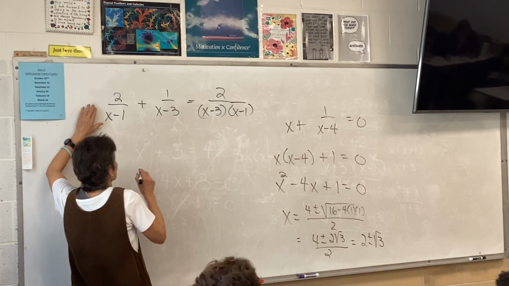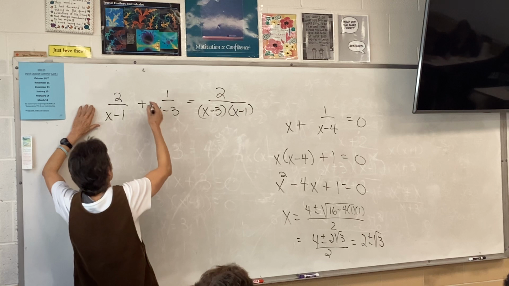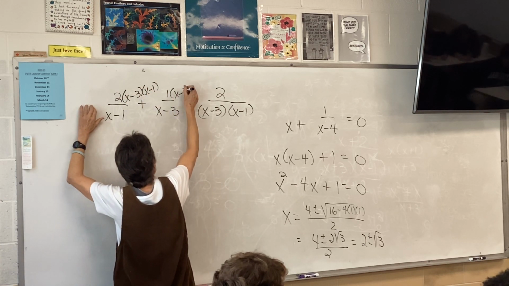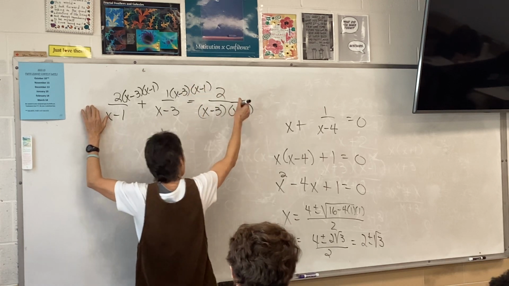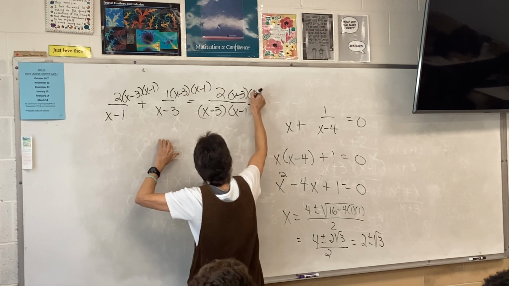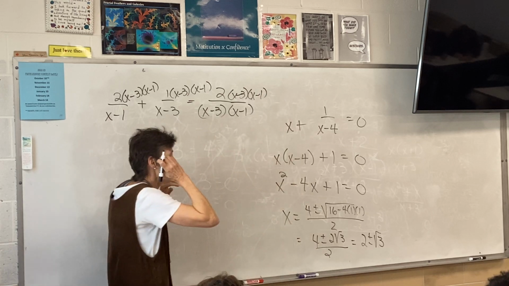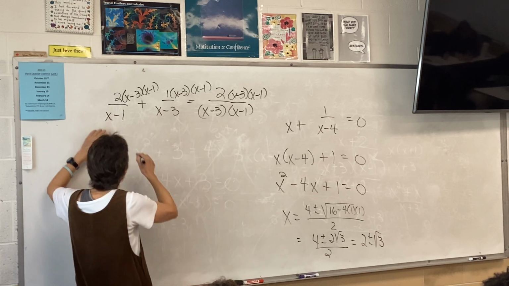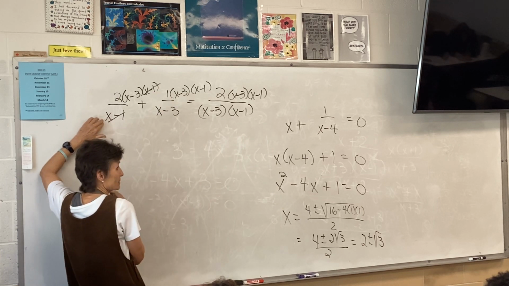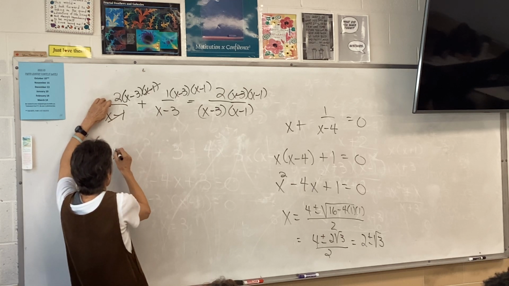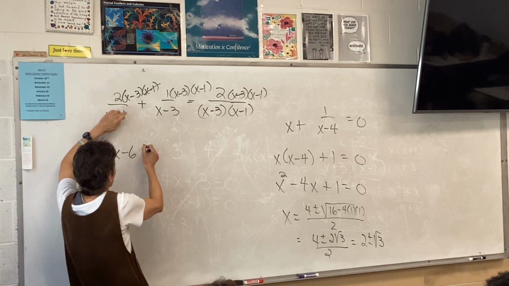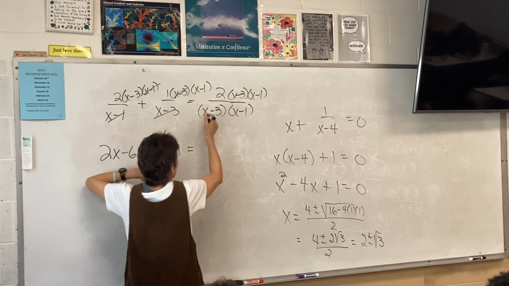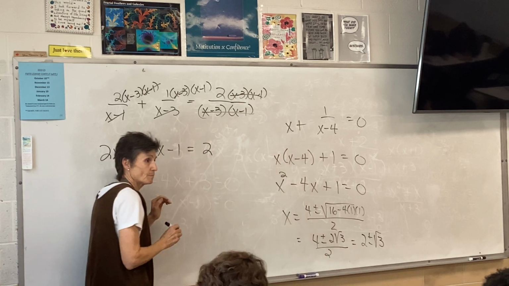X minus 1, X minus 3. We're gonna multiply by both of them, right? Now, when we multiply by both of them, and I'm gonna write this down, I know most of you aren't going to, but what we are doing is multiplying everything in the equation by the same thing. What ends up happening is, because of the canceling, we end up with just 2x minus 6 here, plus x minus 1 here, equals 2.